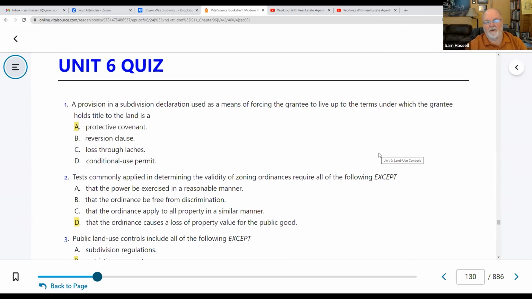Now, this is when we start talking about what? Zoning, public regulations, private regulations, right? Land use controls. So that's what Unit 6 was all about. Okay. So let's go through this.